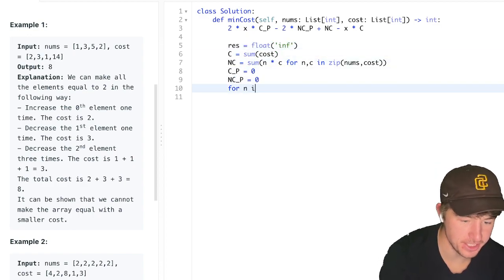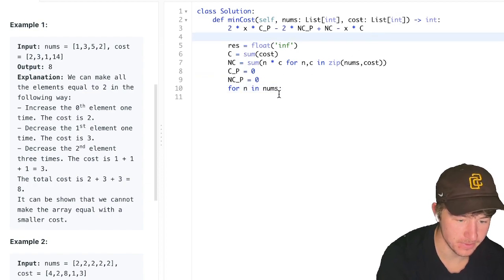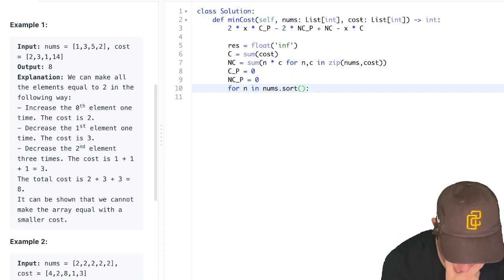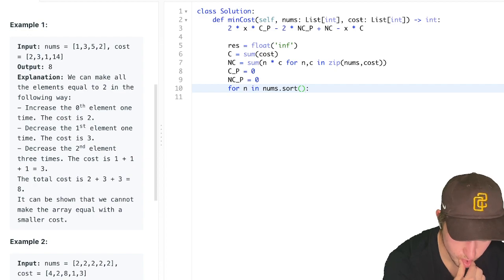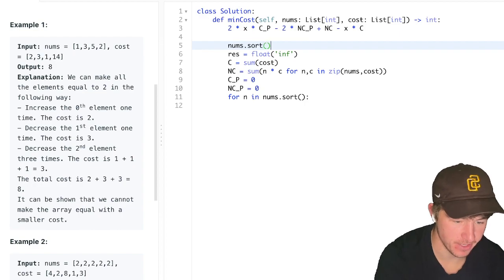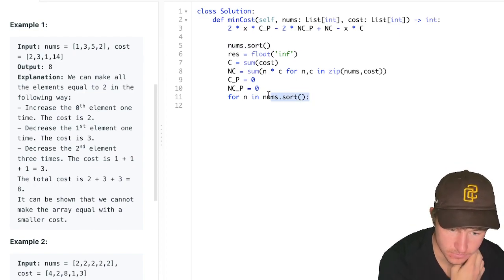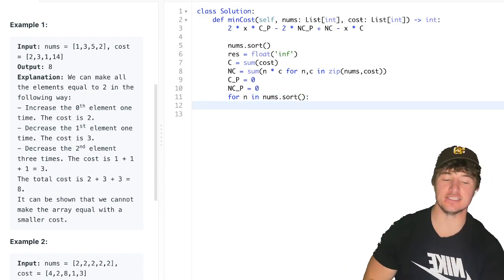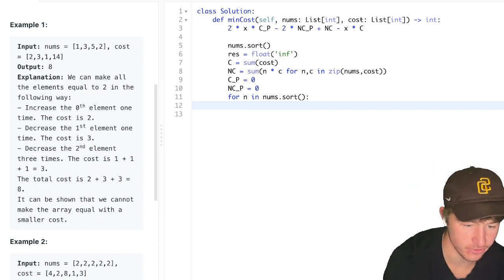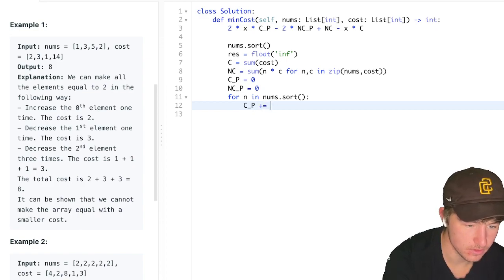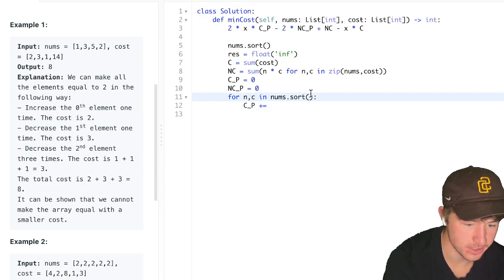And we'll say, okay, we'll look at each num in nums. We should probably sort nums first, because we want to figure out when things are bigger or smaller. So we'll say, now that we're trying this number, it's on the left, right? Because it's less than or equal to the current thing we're looking at. So we'll say c prime plus equals c, which is the cost. So we'll do nums and cost.